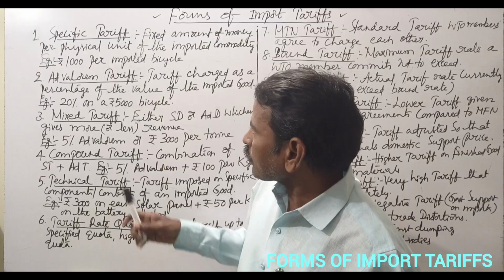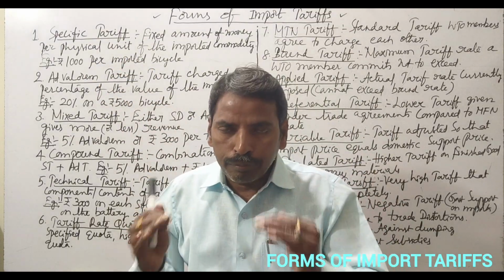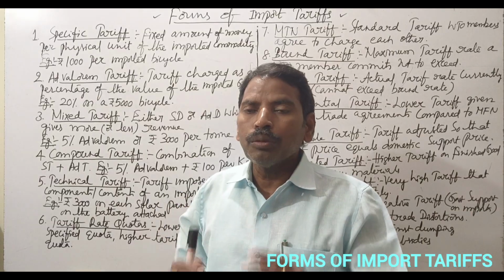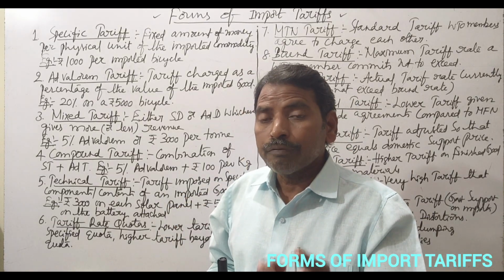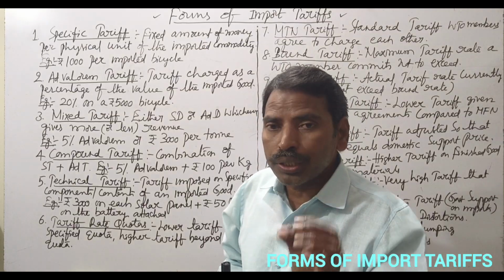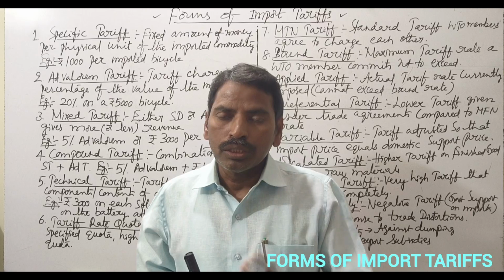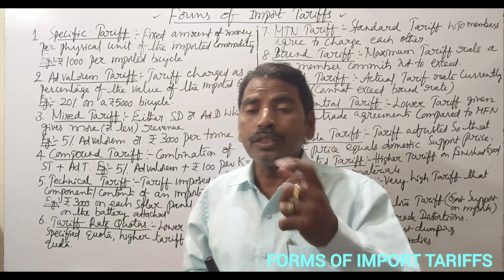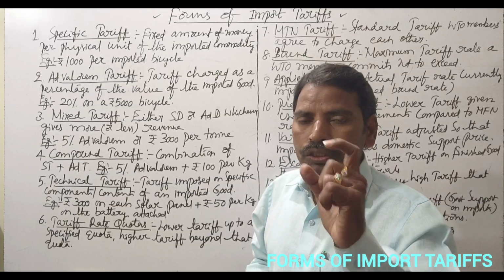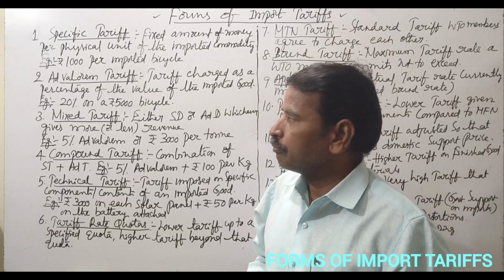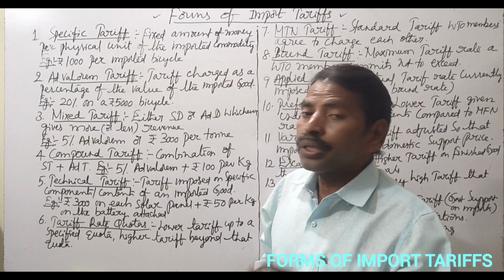Number 1, specific tariff. Specific tariff means a fixed amount of money charged per physical unit of the imported commodity. That is called specific tariff. For example, 1000 rupees per imported bicycle.